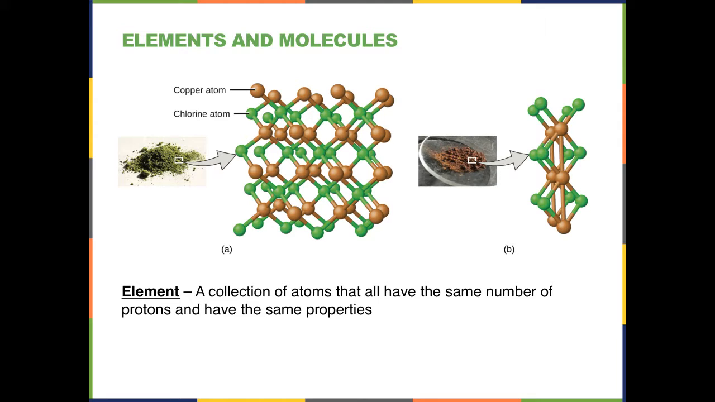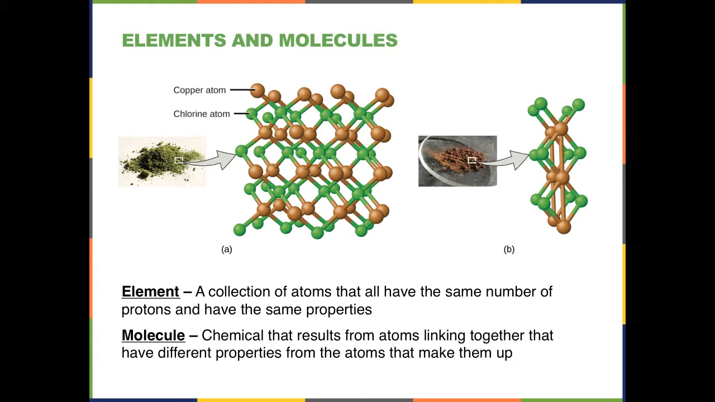Now, when you take two or more atoms and link them together, then you've made what is known as a molecule. So a molecule is a particle or a substance that results from the linking up of different atoms to each other. And as it turns out, many times the properties of the combination are totally different than the properties of each atom that makes up the molecule.